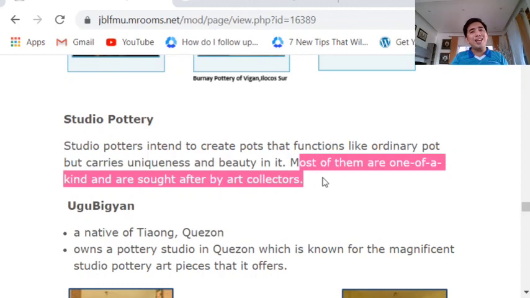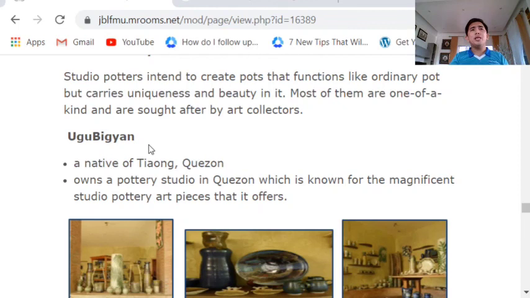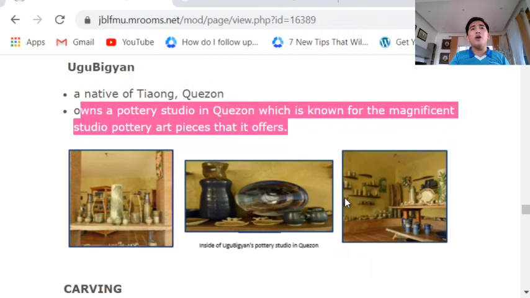Ugu Bigyan. Sino si Ugu Bigyan? He is a native of Antipolo, Quezon. He owns a pottery studio in Quezon, which is known for the magnificent studio pottery art pieces that it offers. So, example sa mga art niya. Alright, so makita ninyo na.